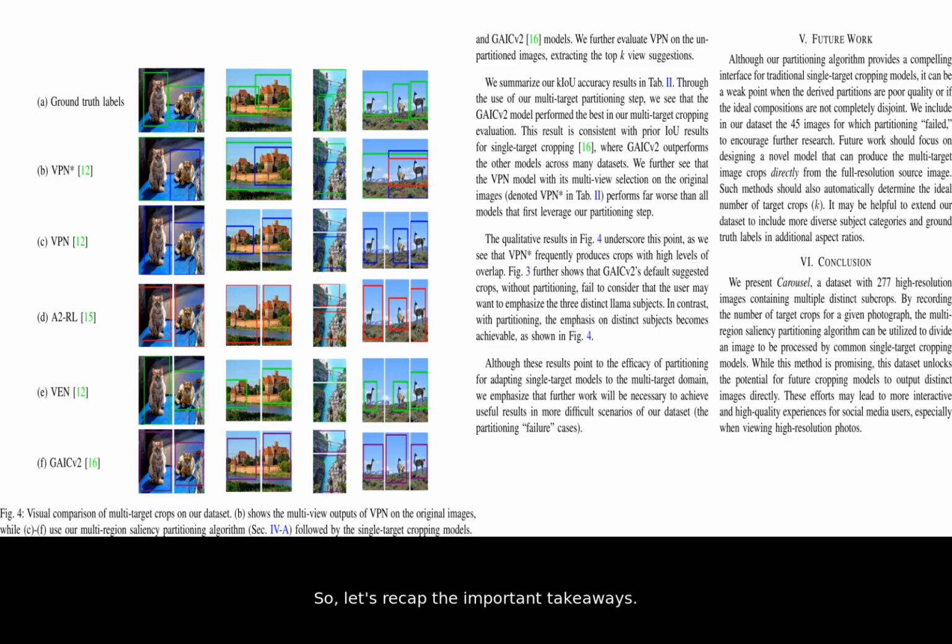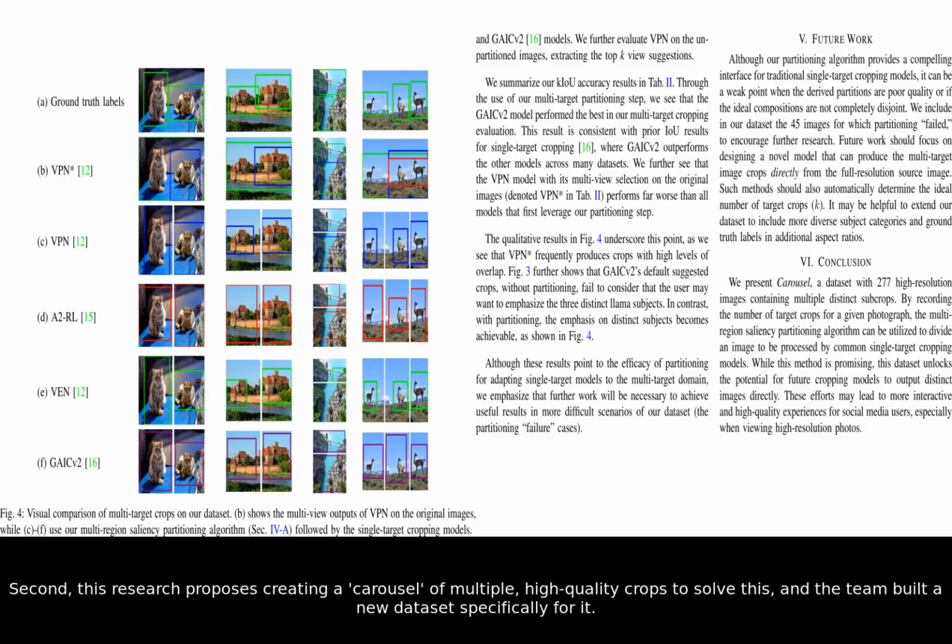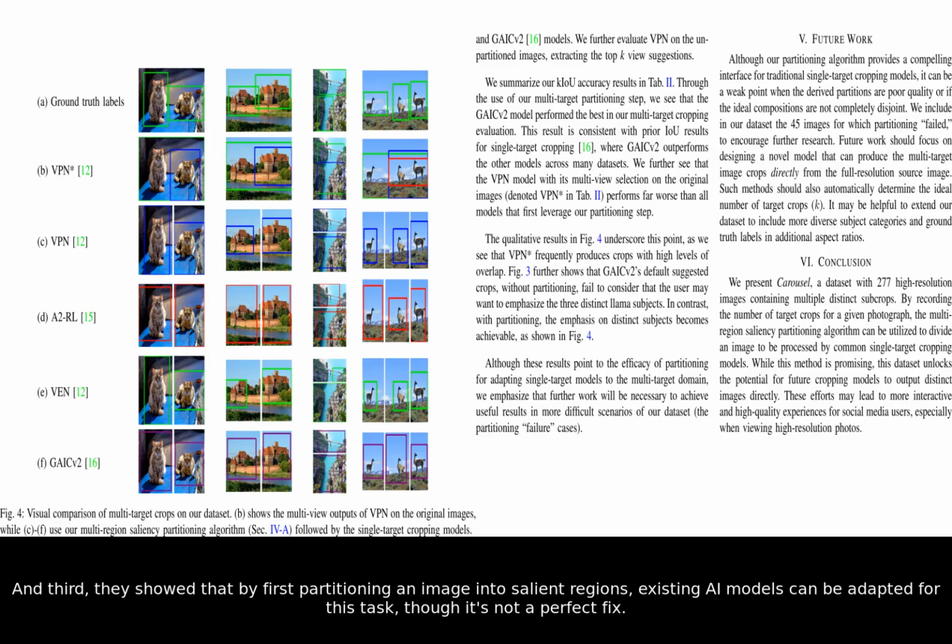So, let's recap the important takeaways. First, social media's downscaling ruins the detail in high-resolution photos. Second, this research proposes creating a carousel of multiple, high-quality crops to solve this, and the team built a new dataset specifically for it. And third, they showed that by first partitioning an image into salient regions, existing AI models can be adapted for this task, though it's not a perfect fix.